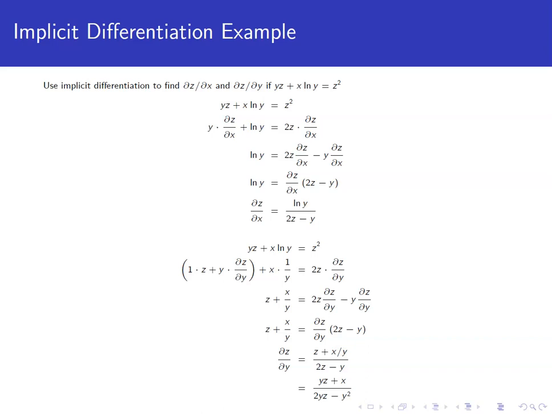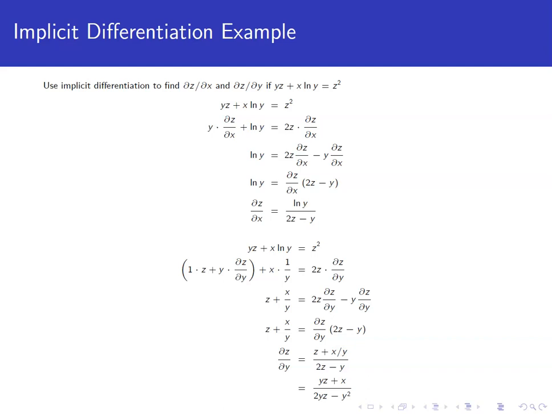In this example, we're going to look at finding partial derivatives through implicit differentiation. So we're given the equation yz plus x log y equals z squared, and we're being asked to find the partial of z with respect to x and the partial of z with respect to y. We'll remember with implicit differentiation, we're going to treat z as a function of another variable, whether it be x or y, depending on which variable we're differentiating with respect to.